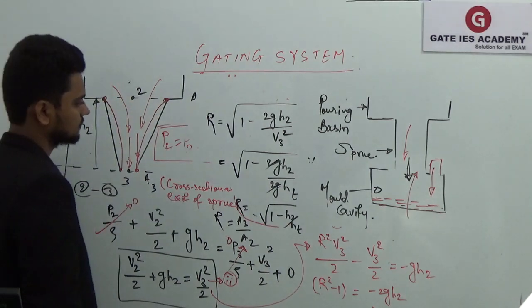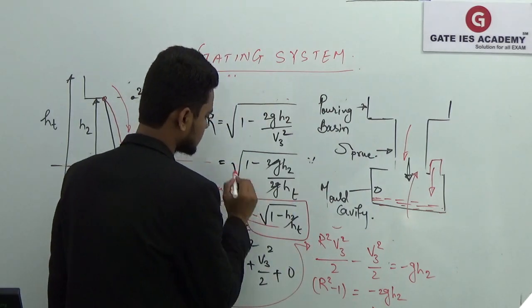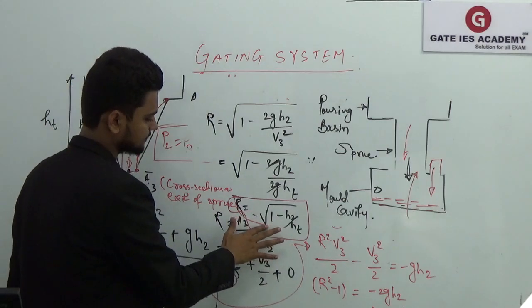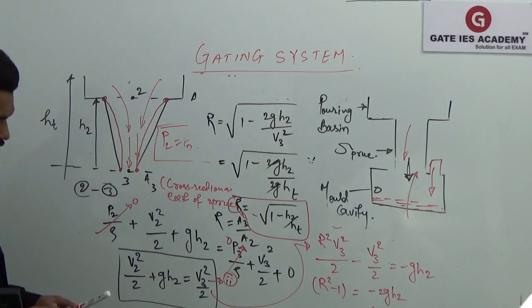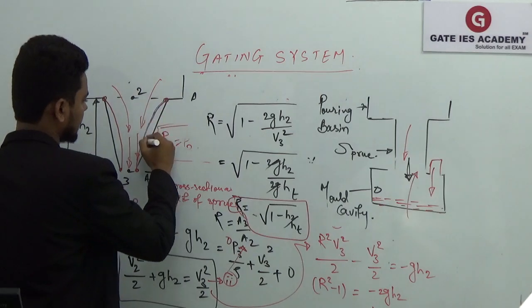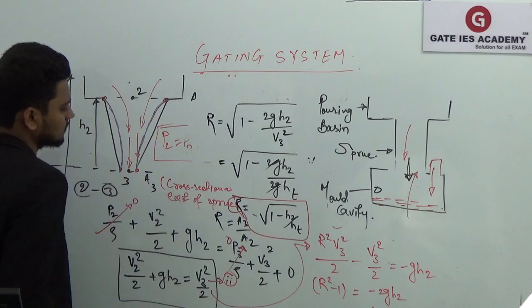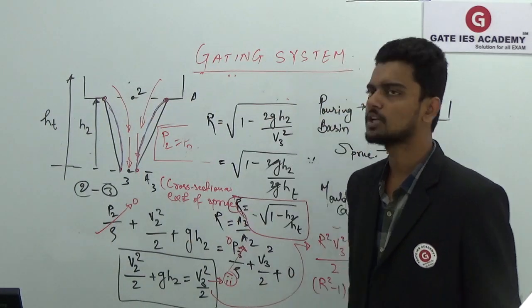Okay, so this tells us the shape of your sprue should be parabolic. So the actual shape should be parabolic. Here, your sprue shape in actual should be parabolic. But it's very difficult to make that parabolic shape.